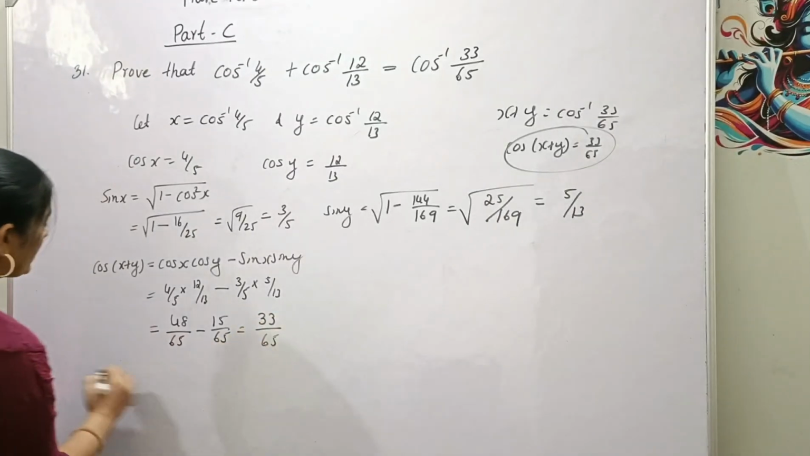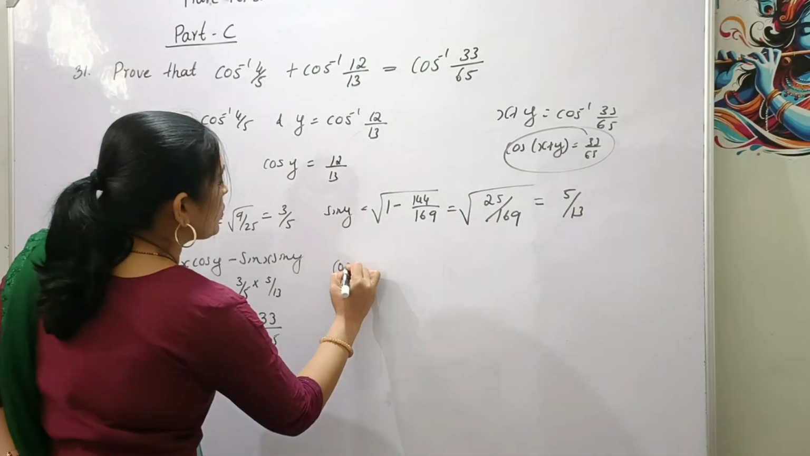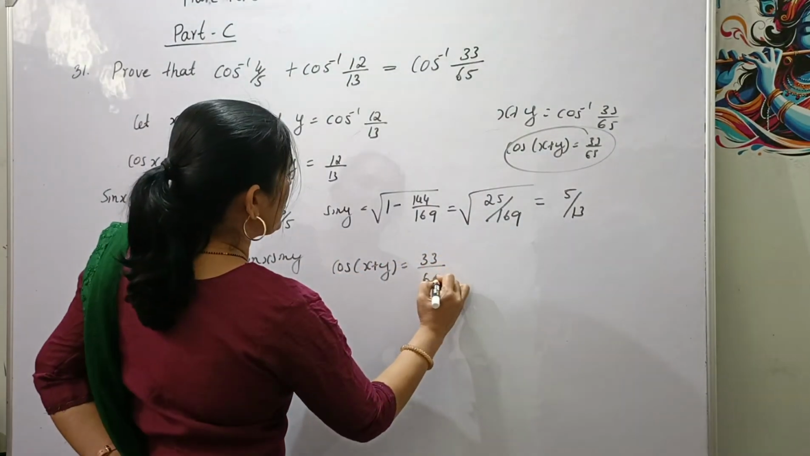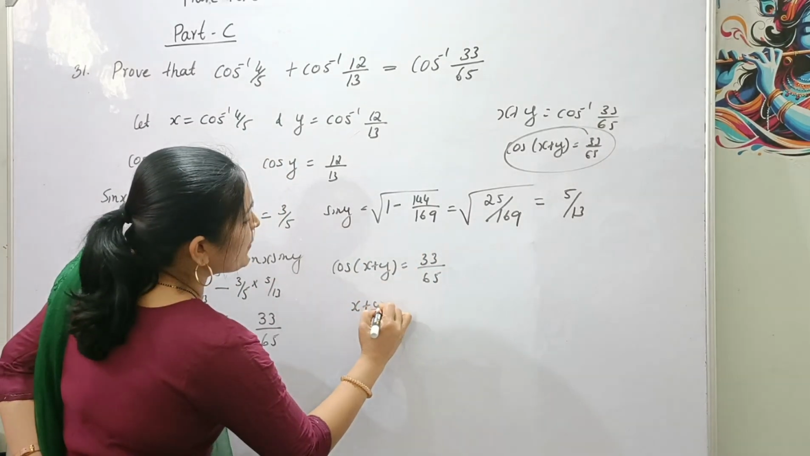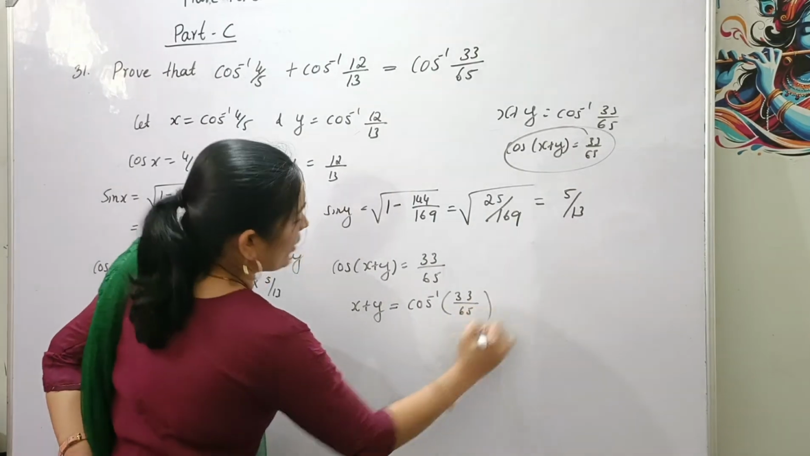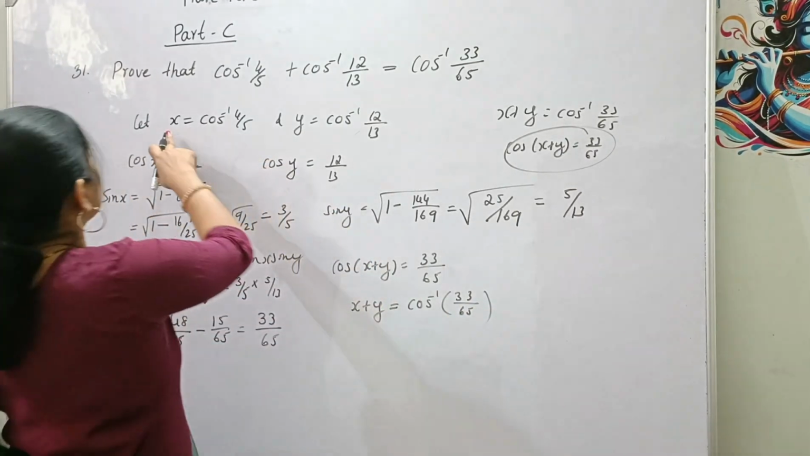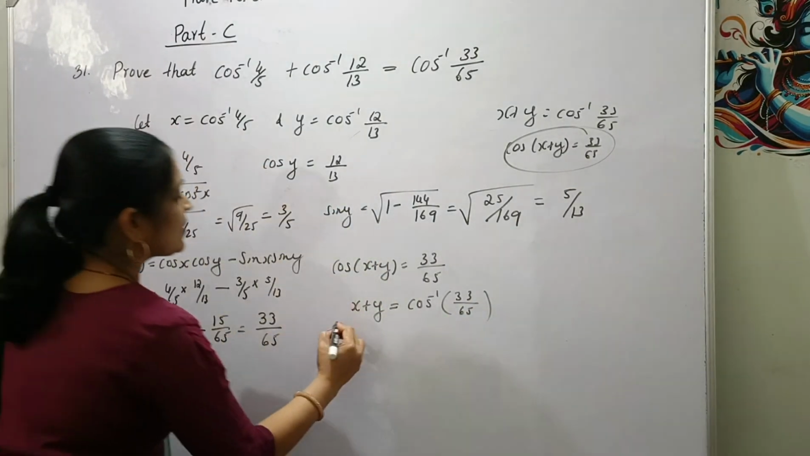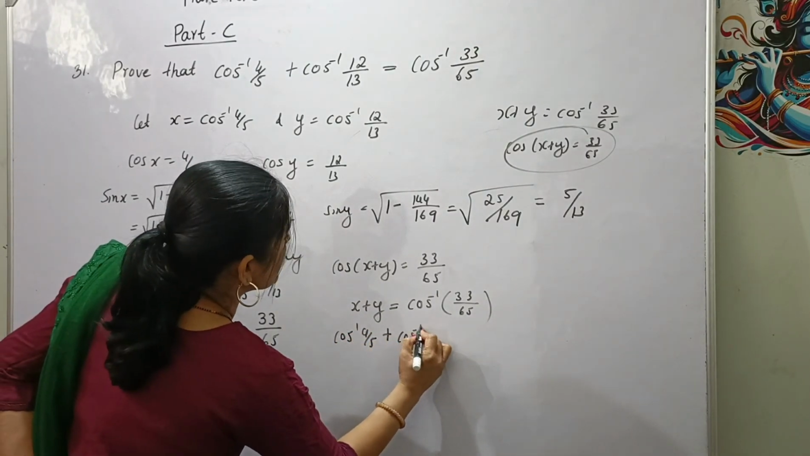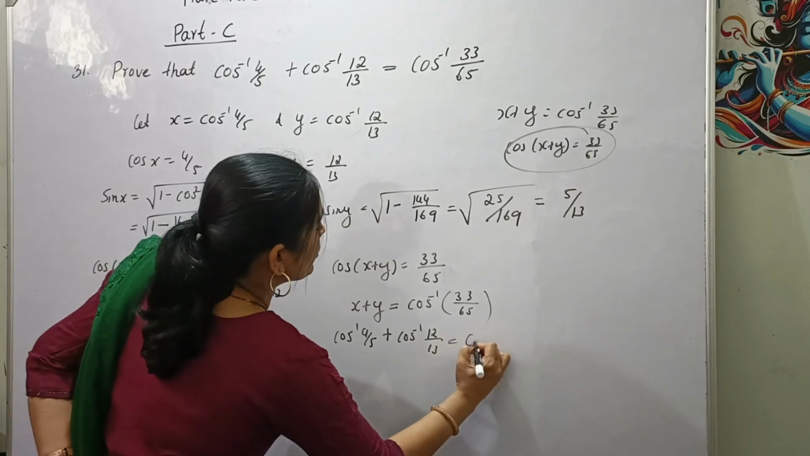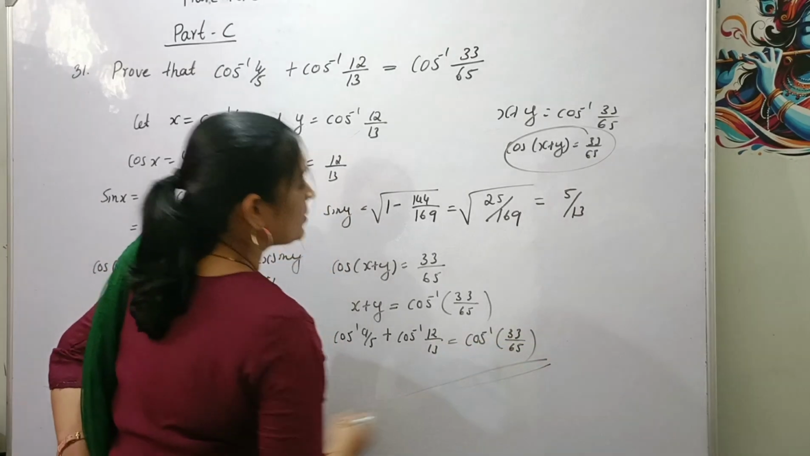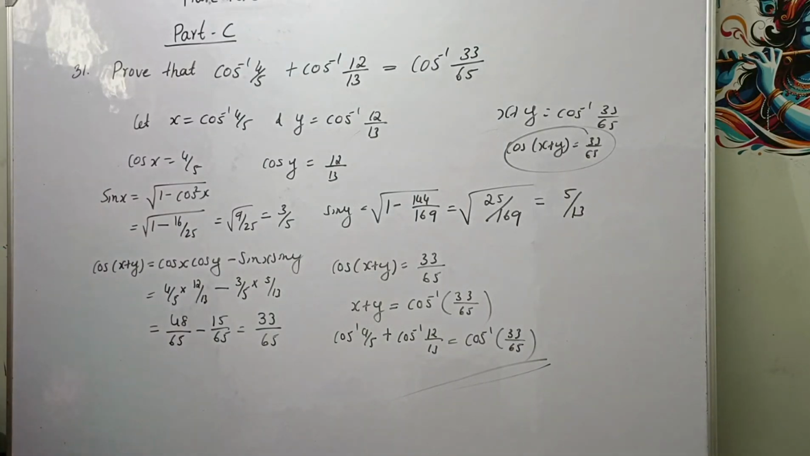See, we have got cos of x plus y is equal to 33 divided by 65. That implies x plus y is equal to cos inverse 33 by 65. What is x and y? Cos inverse 4 by 5 plus cos inverse 12 by 13 is equal to cos inverse 33 by 65. Hence it is proved.